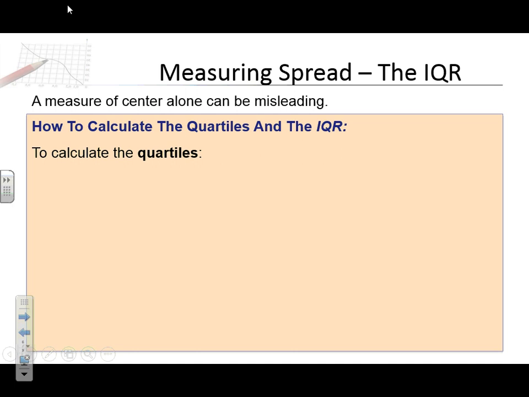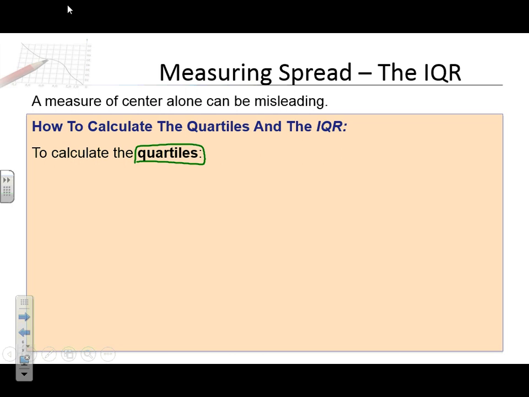So the first thing, we need to calculate what are called the quartiles. Have you heard that term before? Nobody? What's the median? If I asked you to define the median, what would you say? The exact middle number, right? It's going to cut the list in half.